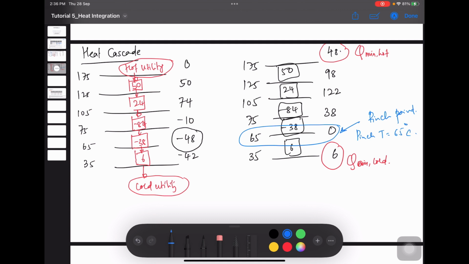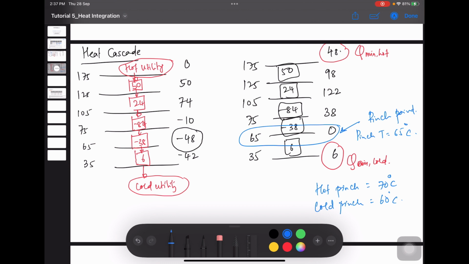Alright, so now we need to identify our hot pinch and cold pinch. If you remember, in the first step we minus 5 degrees from hot and plus 5 degrees in the cold. We are going to add them back. So our hot pinch temperature will be 65 plus 5 will be 70. Similarly, our cold pinch temperature would be 65 minus 5, 60 degree centigrade.